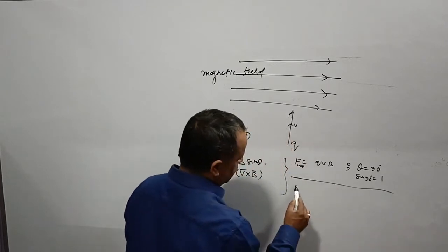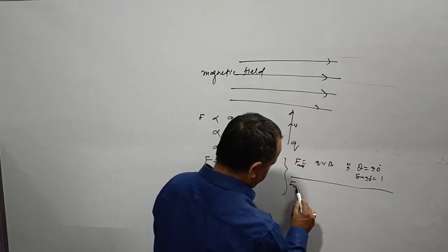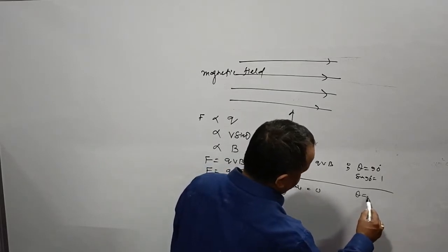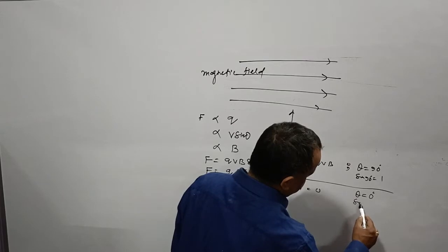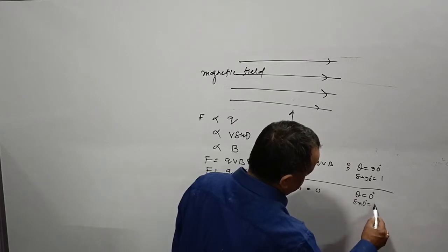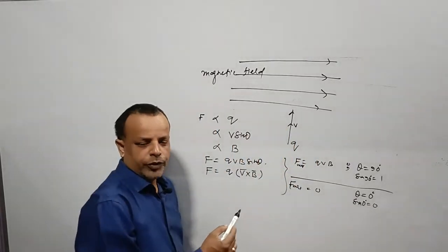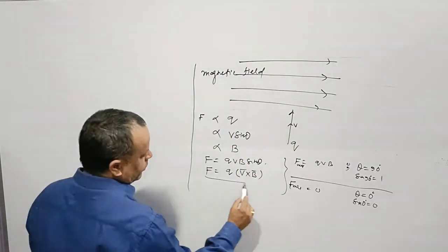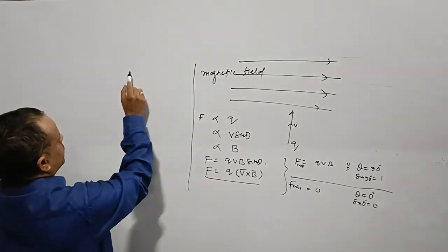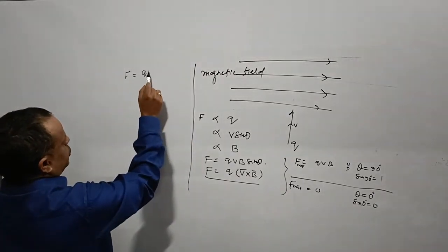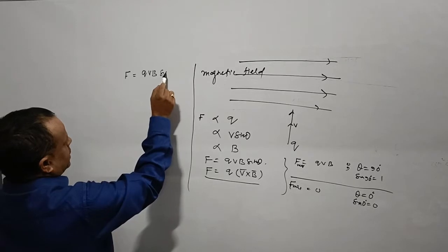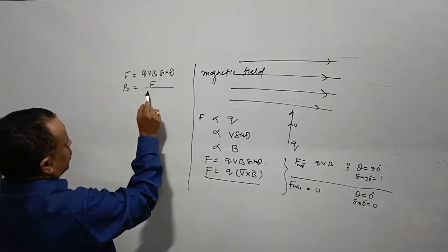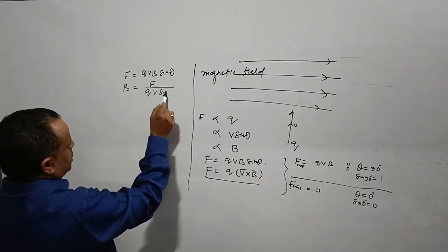And similarly, for minimum, force minimum will be 0 when theta is 0. In that case, sine 0 is 0. We can define magnetic field also from this formula. We know that force equals q v B sine theta. So B is force upon q v sine theta.